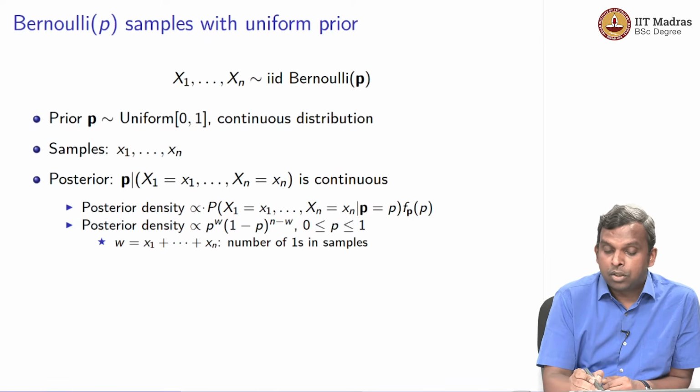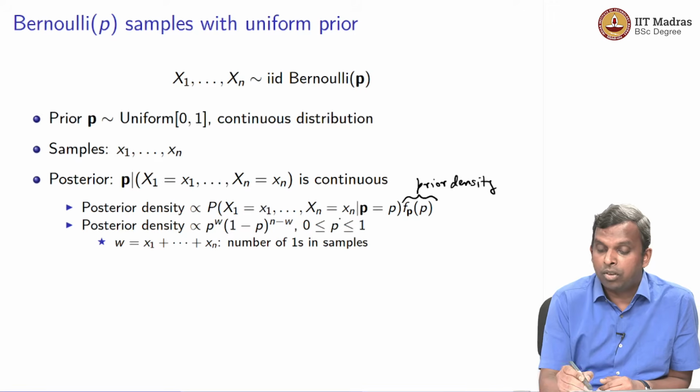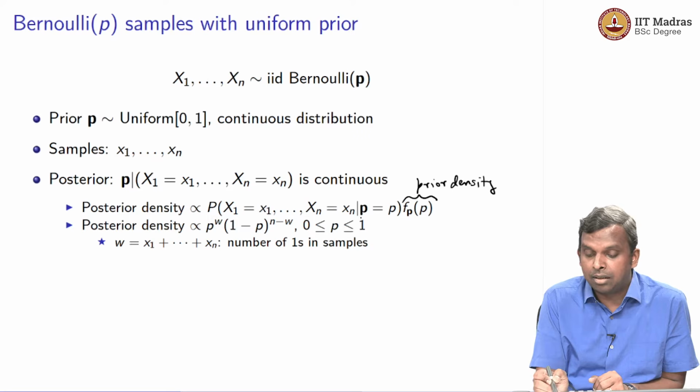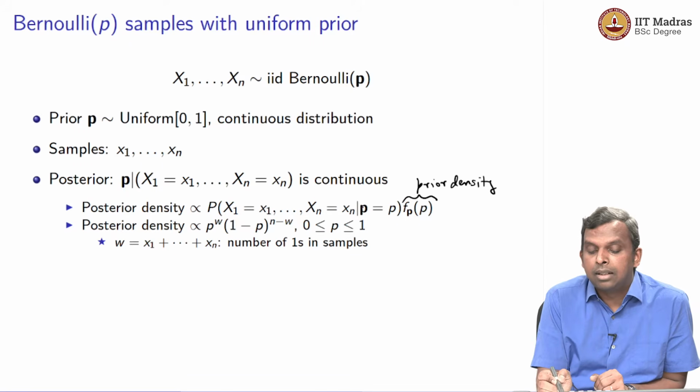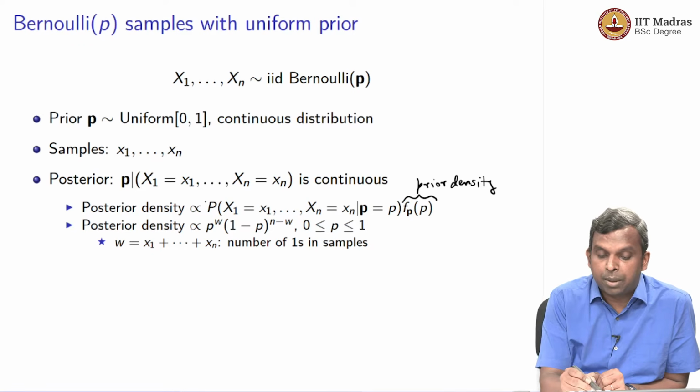That density is going to be proportional to the prior density. We know this is the way in which Bayes rule applies in the continuous world, where you have a discrete and a continuous thing mixing. You condition on the continuous random variable taking a particular value small p, times the prior density, and what do you multiply by? The probability that X1 equals small x1 and so on, given that this boldface P equals small p.